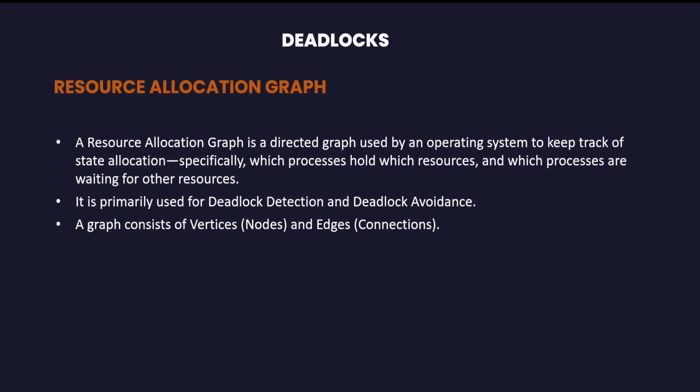Now, resource allocation graph. A resource allocation graph is a directed graph used by an operating system to keep track of state allocation, specifically which processes hold which resources and which processes are waiting for other resources. It is primarily used for deadlock detection and deadlock avoidance. A graph consists of vertices, that is nodes, and edges, that is connections.